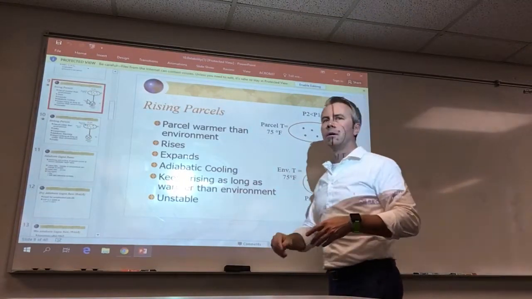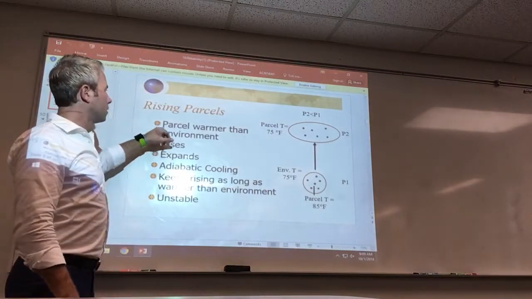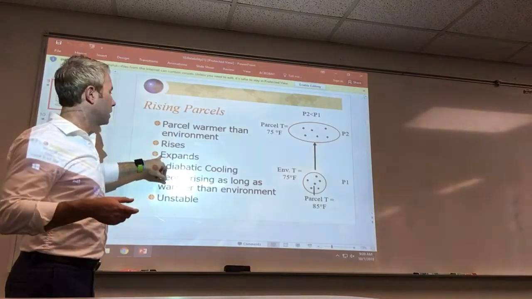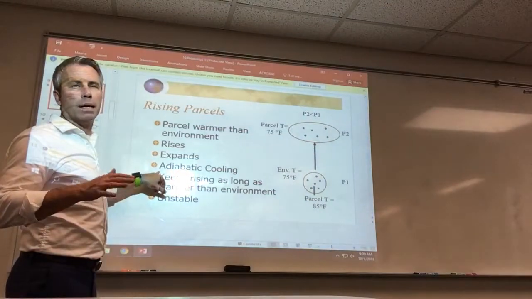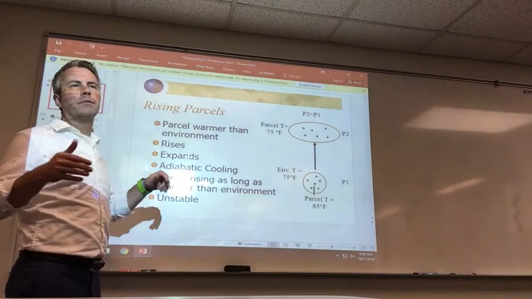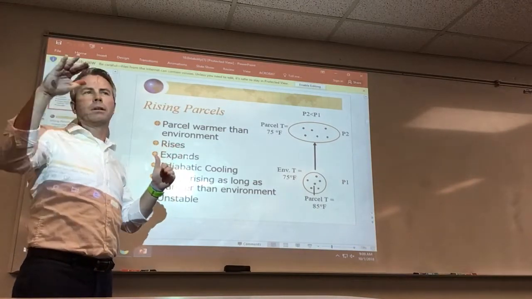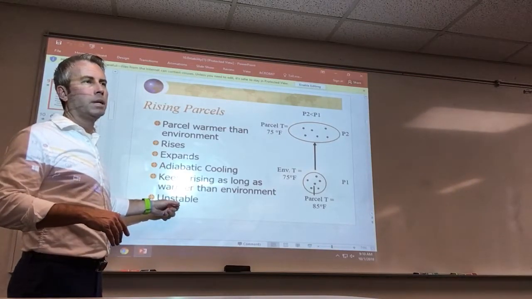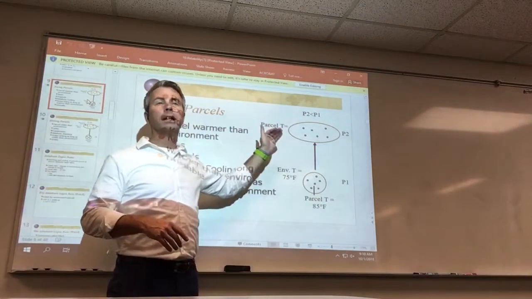All right? So in an unstable environment, a couple of rules to remember. Our little air pocket is warmer than its surrounding spot, so it's going to rise. It'll expand. It eventually cools, and we'll get into what it means by adiabatic cooling. And it keeps rising as long as it's warmer than the environment. So until it finds that point where it hits the same temperature, it's going to continue to rise. And it creates what's called an unstable environment, meaning that you're going to continually create movement in the atmosphere until it hits that level.